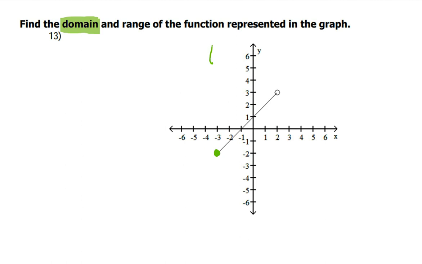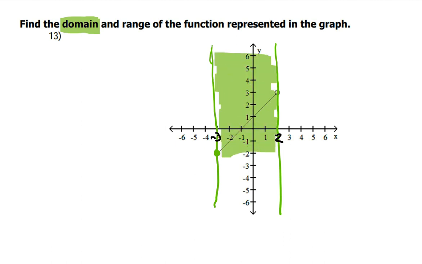So this graph, sorry my straight lines aren't that great, doesn't go any further to the left. It doesn't cross over that line. And then to the right, it doesn't go any further than this line. To the right, it doesn't cross over that. And you can see that this line is at 2 and this is at -3. So the domain is anywhere in between these two lines. That's where the domain is, starting at -3 and ending at 2.